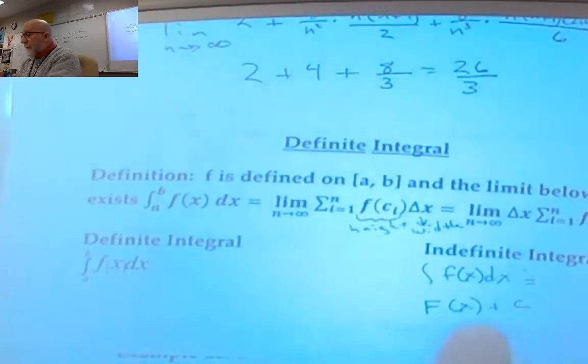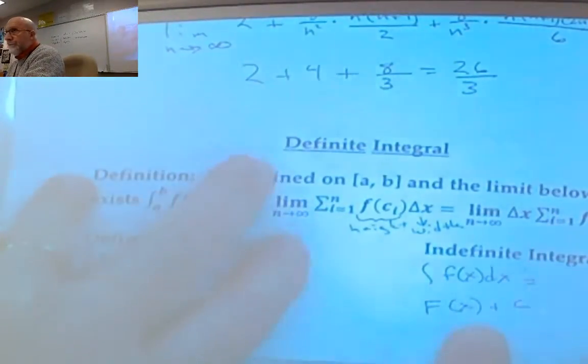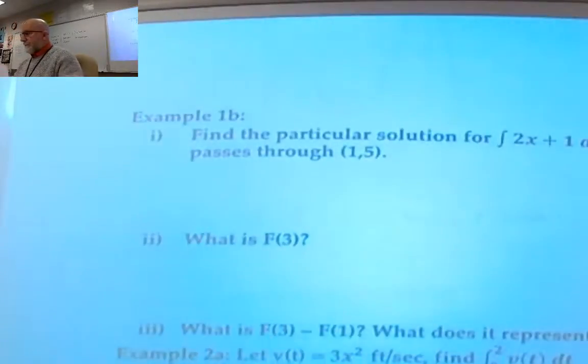Okay, now what's going to happen is we're going to be merging these two together in some sense to make life easier, which will be tomorrow. Okay? Next page.